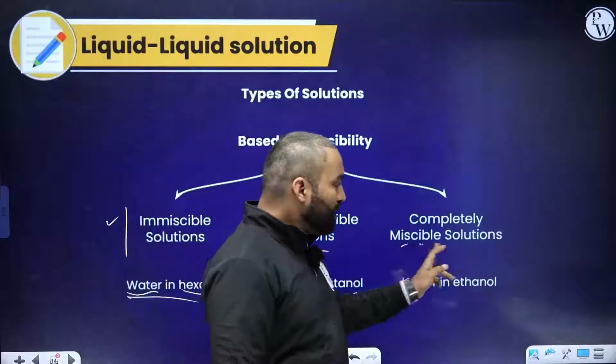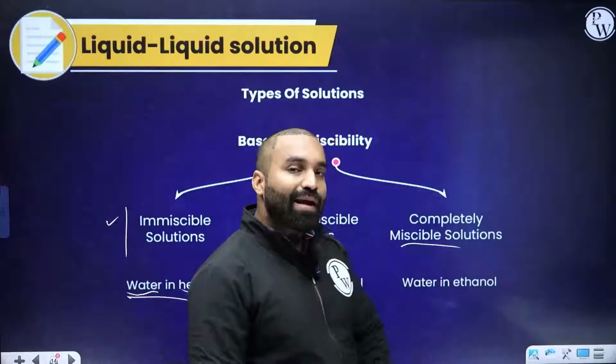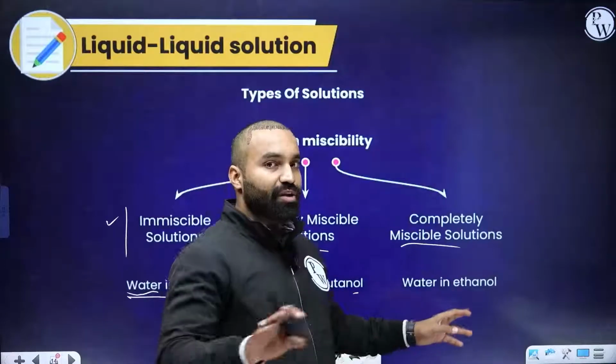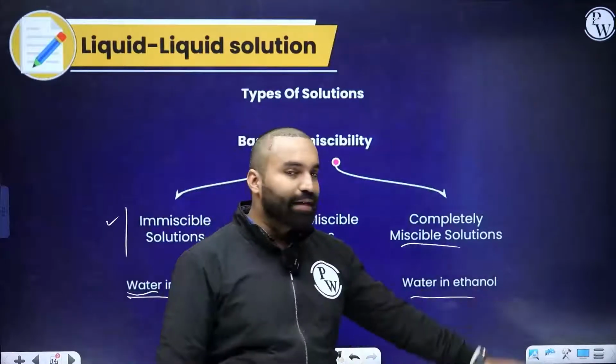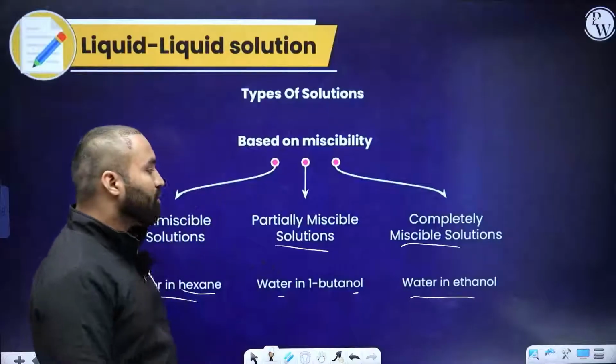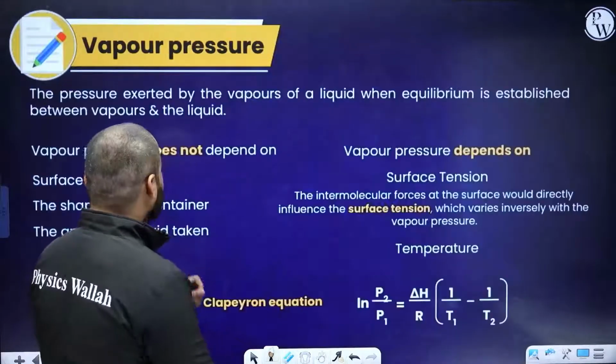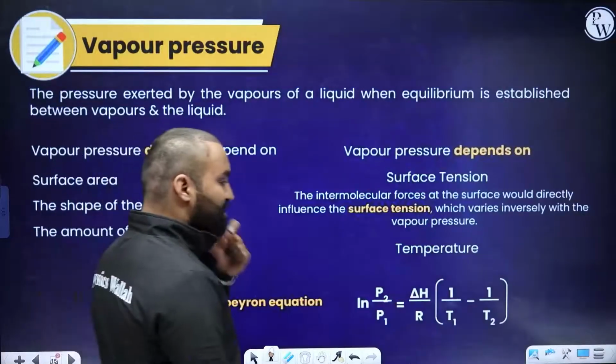When we have a completely miscible solution, we can then apply Raoult's law. We are going to discuss various varieties of it. Water in ethanol, very famous. Everybody knows water in ethanol. Let's discuss what is vapor pressure.